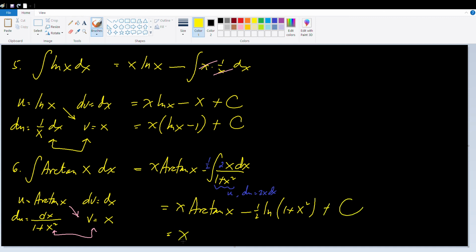Or x arctangent of x minus 1/2 becomes the exponent. One of the properties of ln: the coefficient becomes the exponent. So that will be ln of 1 plus x squared to the 1/2, or equivalent to the square root of 1 plus x squared plus c.